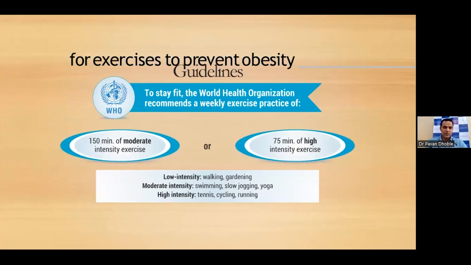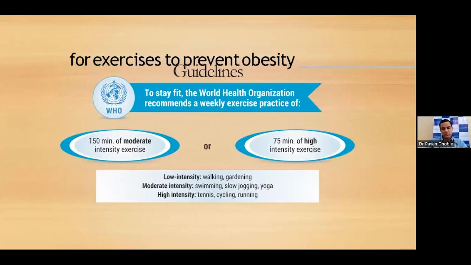So exercise: what are the WHO exercise guidelines? Any exercise of around 150 minutes a week, moderate exercise, should be enough. Low intensity exercises like walking and gardening don't help you much. It should be moderate or high intensity exercise that raises your heart rate. Moderate intensity exercises are swimming, slow jogging, yoga. High intensity exercises are playing tennis, cycling, running, going to the gym. So 75 minutes of high intensity exercise or 150 minutes of moderate exercise weekly to stay fit.